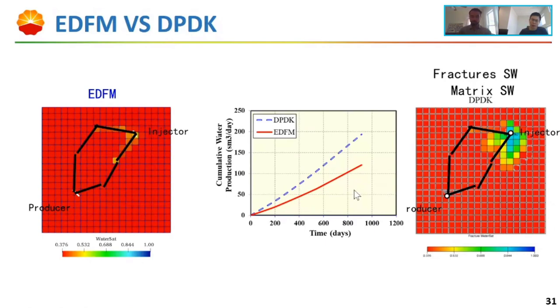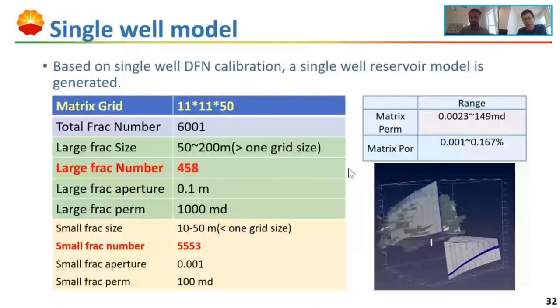We also know that for the DPDK method, they already developed a lot of different methods, and those methods could be different. They consider many connections. Also, based on our single DFN collaboration model, we built a reservoir model. Here is the three-dimensional image. We separate two groups of fractures in terms of their size. So for different fracture groups, we have different fracture permeability properties.